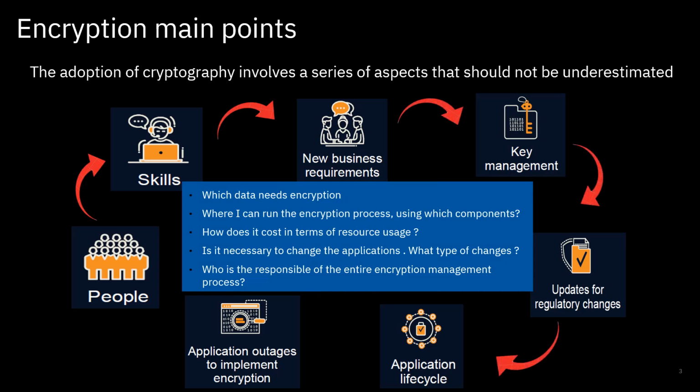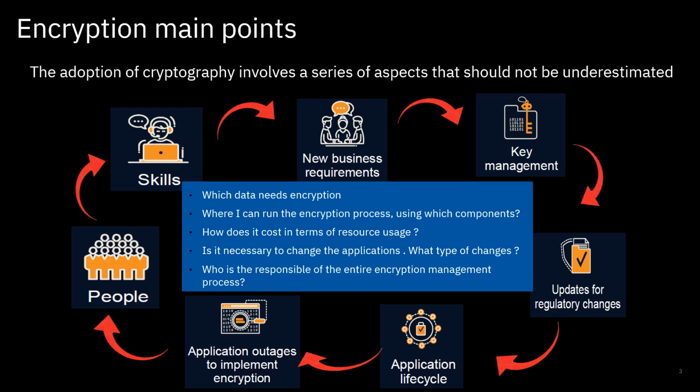Often we have to identify which data need encryption, where to run the encryption process using which components, and how much it costs in terms of resource usage. If it is necessary to change the applications, what type of changes. And finally, identify the person responsible for the encryption process. For sure, one thing that you have to do is to understand the layer at which you want to encrypt your data: at rest, in use, or in flight.